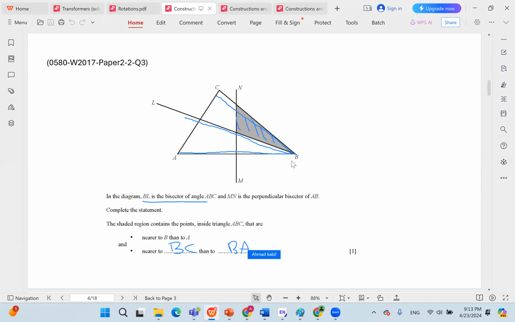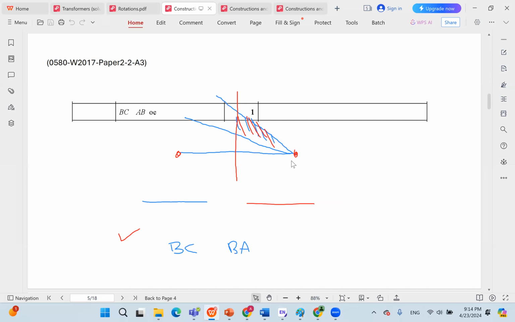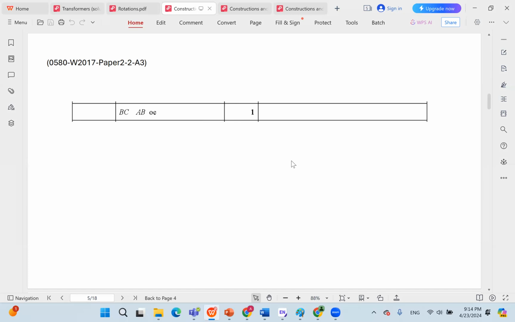Then MN is the perpendicular bisector of AB. So MN, this red line, is at an equal distance from A and B. So the shaded region is nearer to B than to A, which is what they wrote in the first bullet. Therefore, our answer is the second part and complements what they wrote in the first part, which is nearer to B than to A. So BC and BA or AB is the correct answer here as well.